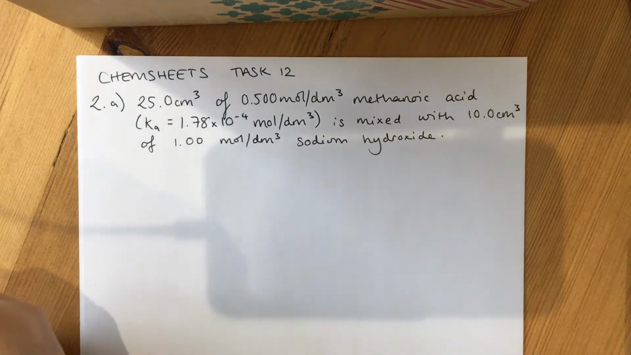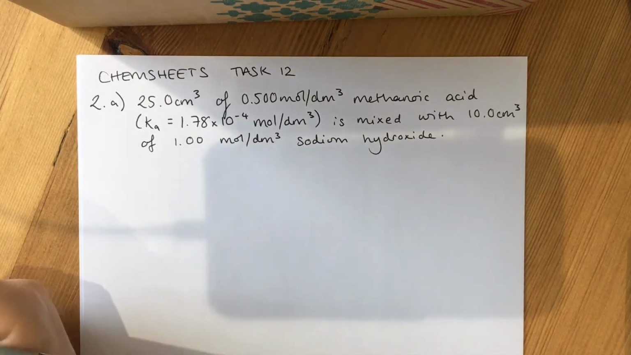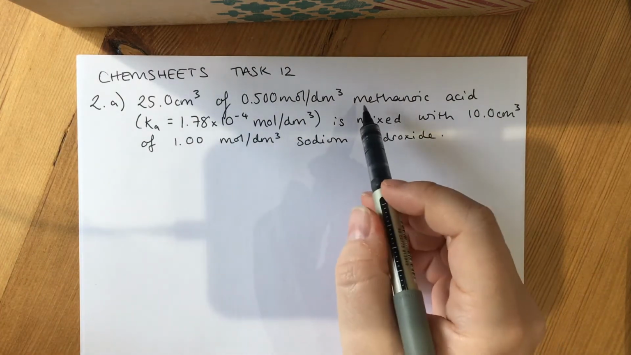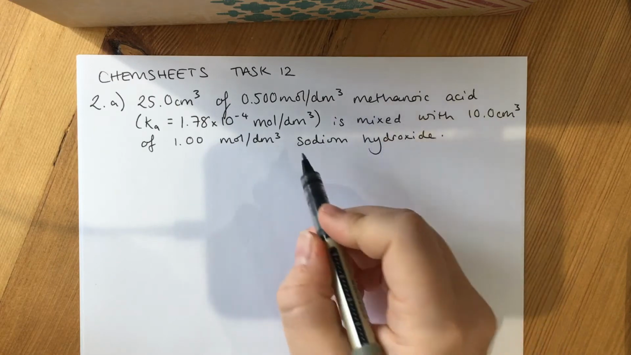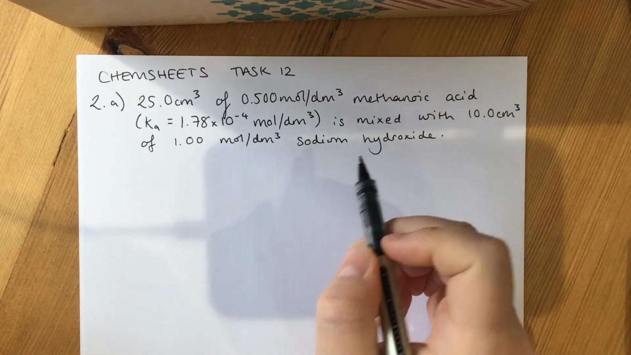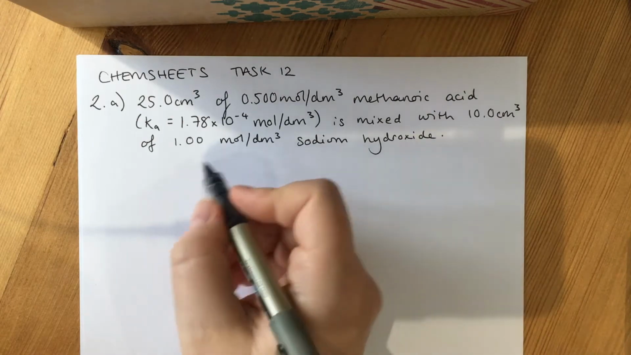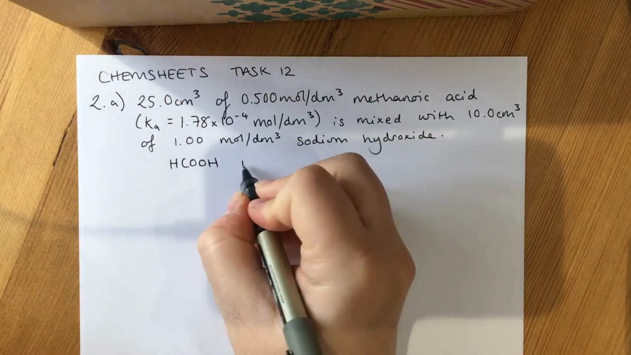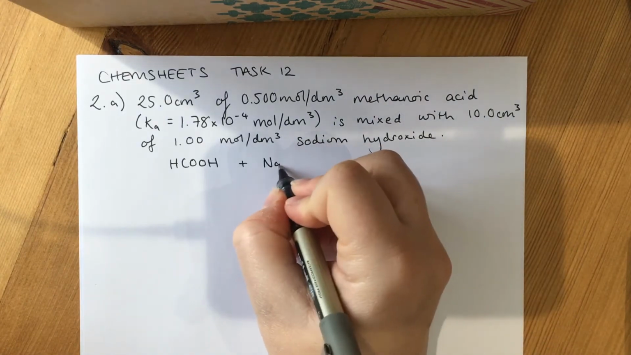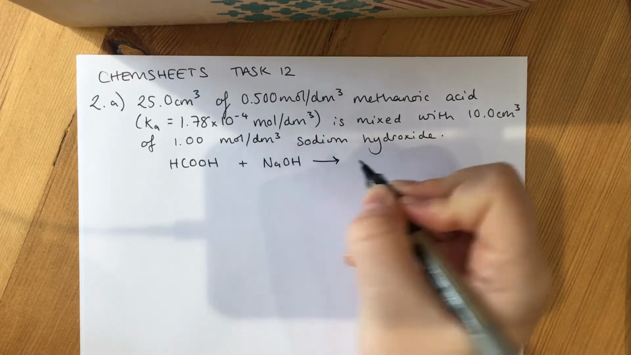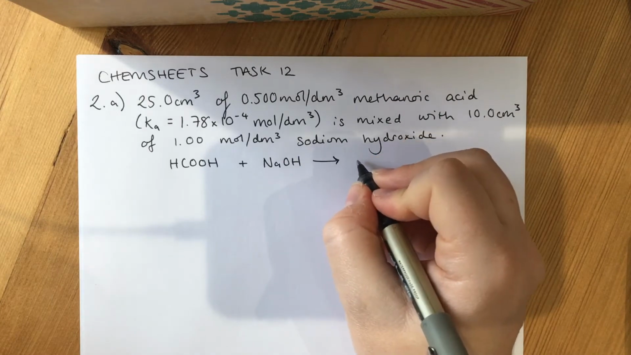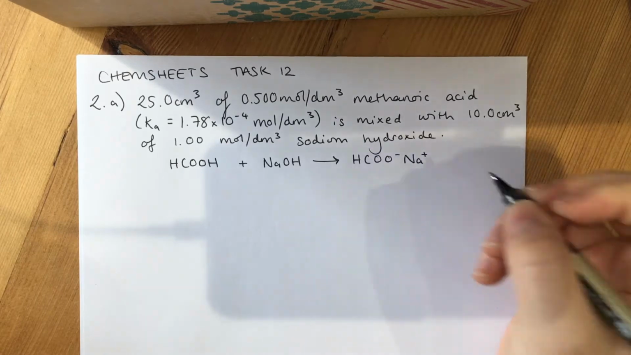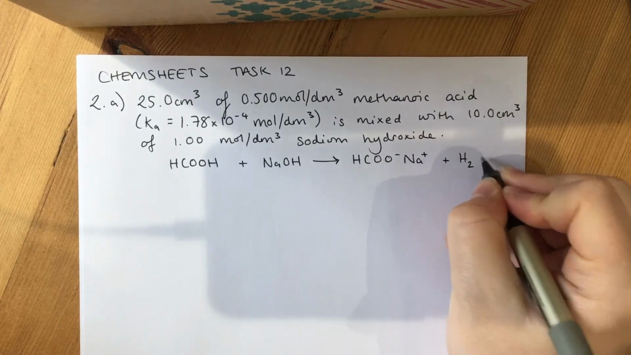Right, so this third example is the last type of example that you'll get. This one's a little bit different because what we're doing is mixing some weak acid with some strong base. We know that this weak acid, methanoic acid, will react with the strong base in just a normal neutralization reaction. So we're going to get this sodium methanoate and some water.